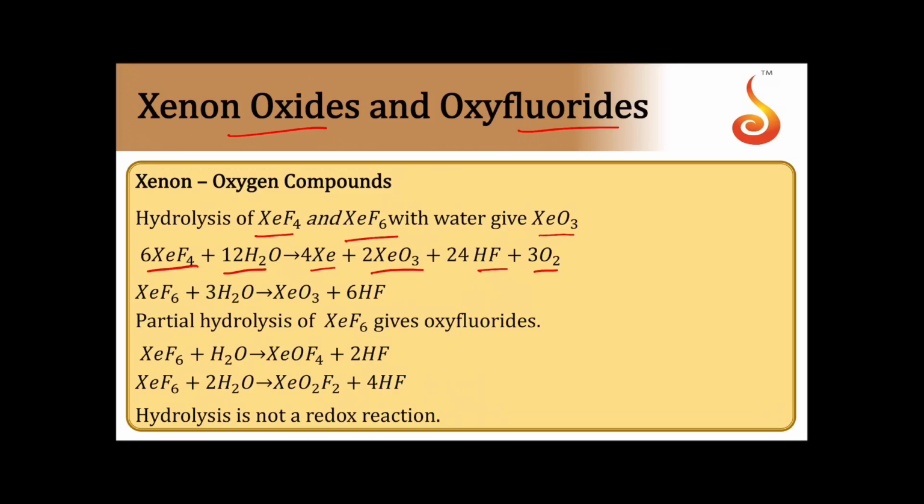And if you take XeF6, on complete hydrolysis of XeF6 you are going to get XeO3 and HF. But when you take a partial hydrolysis, you are going to get oxyfluorides. So XeF6 on partial hydrolysis will form XeOF4, and on further reaction with water, the same XeOF4 forms XeO2F2. So partial hydrolysis of xenon hexafluoride gives us XeOF4 and XeO2F2. If xenon hexafluoride undergoes complete hydrolysis, we get XeO3.